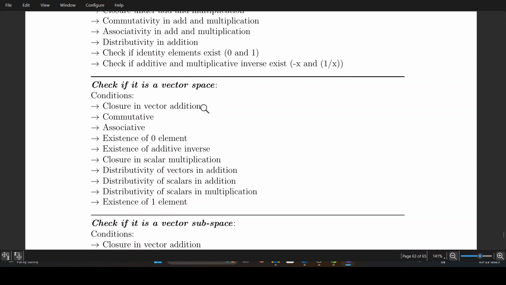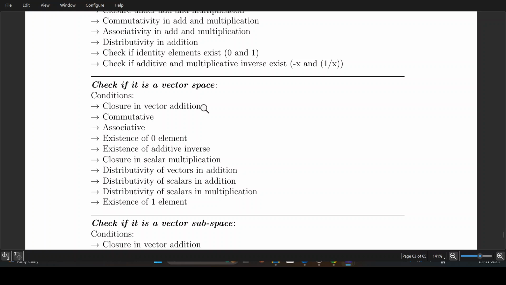I mean that suppose u is in the set V, and alpha is a scalar from the field K, so alpha into u should be in the set V. Okay, understood? Next is closure in scalar. Okay, that is done. Next is distributivity.